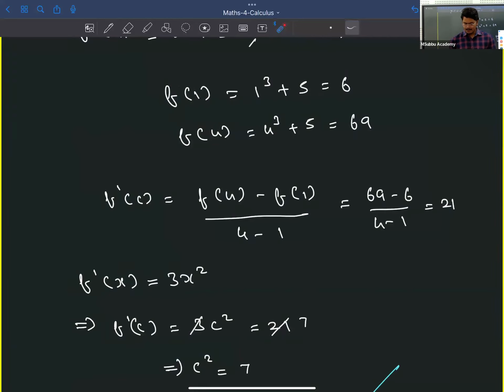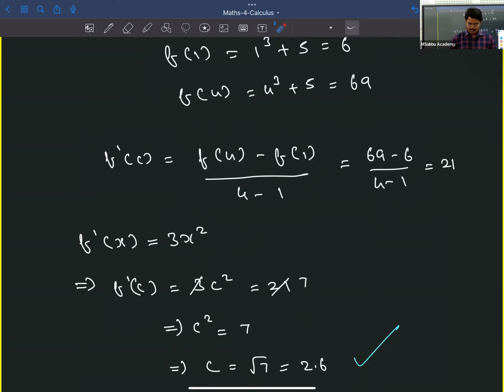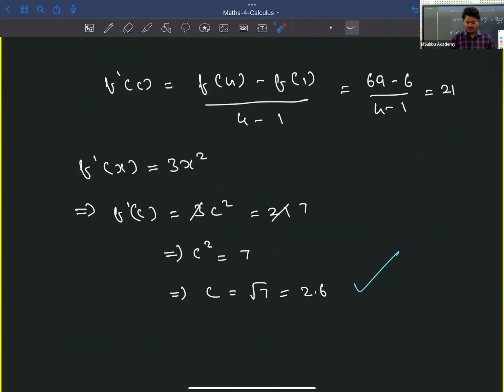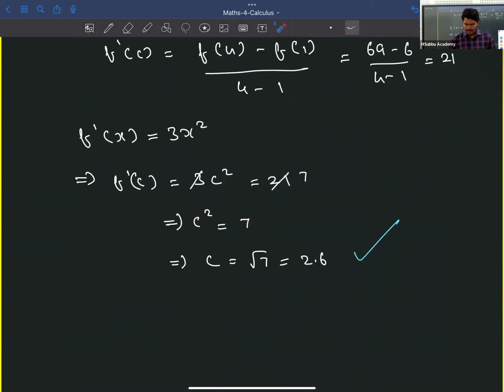So just subtract f of 4 minus f of 1. Substitute all those values: 69 minus 6 by 4 minus 1. So it is nothing but 21. Now f dash of x is nothing but 3x square. So what do you know about f dash of c? 3c square, which is equal to 21. So 21 gets cancelled 7 times. So c square will be 7 and c is equal to root 7.